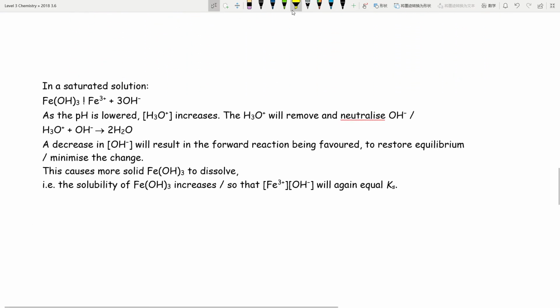So let's have a look at this part here. So ignore this. This is supposed to be equilibrium. So as the pH is lowered, you have more H3O plus. H3O plus will remove and neutralize hydroxide, and that results in the forward reaction being favored to minimize this change. Le Chatelier principle, causing more to dissolve.